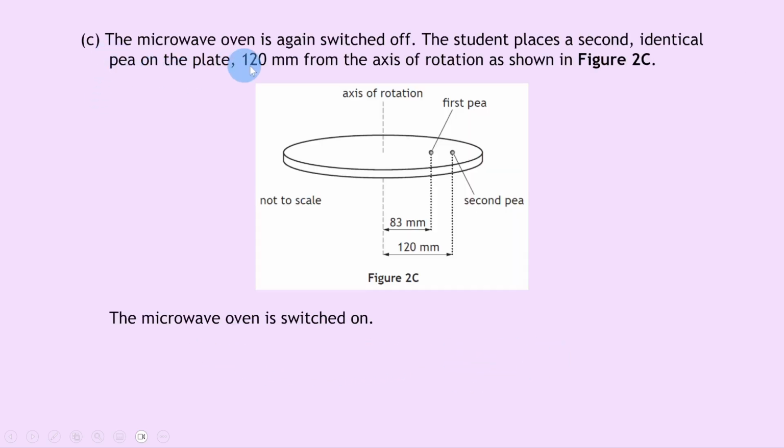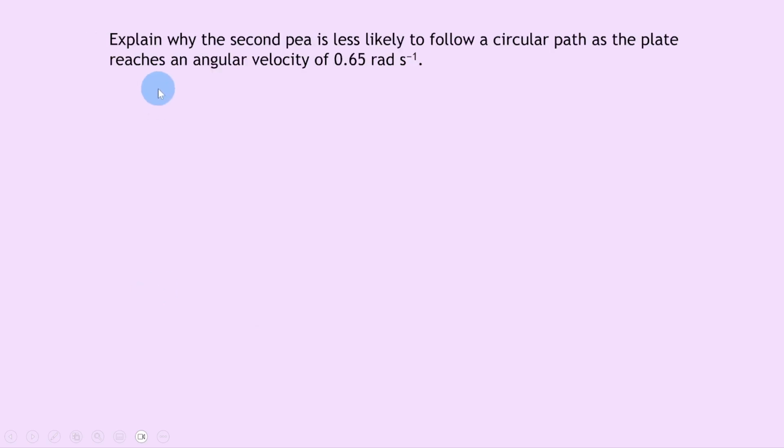Lastly, part C says the microwave oven is again switched off. The student places a second identical P on the plate, 120mm from the axis of rotation as shown in figure 2c. So there's our first P at a distance of 83mm from the axis of rotation, and then the second P placed a distance of 120mm away from the axis of rotation. And it says the microwave oven is switched on. It then says explain why the second P is less likely to follow a circular path as the plate reaches an angular velocity of 0.65 radians per second.